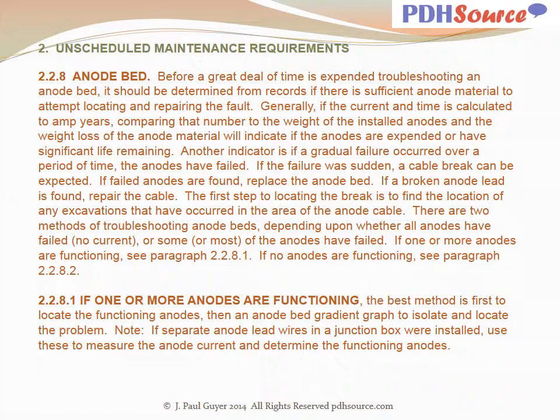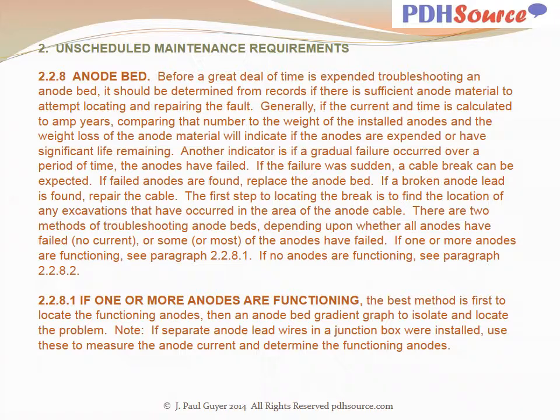If failed anodes are found, replace the anode bed. If a broken anode lead is found, repair the cable. The first step to locating the break is to find the location of any excavations that have occurred in the area of the anode cable. There are two methods of troubleshooting anode beds, depending upon whether all anodes have failed, there is no current, or some or most of the anodes have failed. If one or more anodes are functioning, see paragraph 2281. If no anodes are functioning, see paragraph 2282.